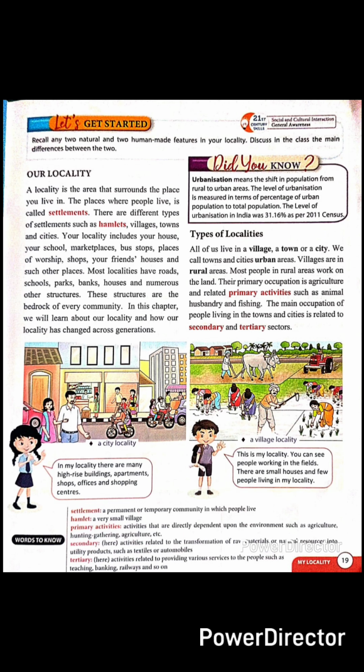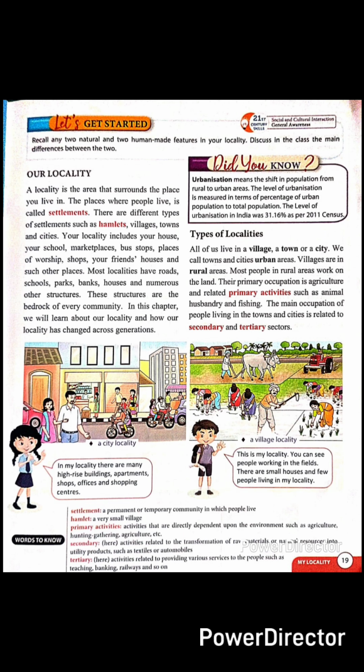Types of localities. All of us live in a village, a town, or a city. We call towns and cities urban areas. Villages are in rural areas. So, children, what's the difference between rural and urban areas? Rural areas are the areas which include villages, and urban areas include towns and cities.